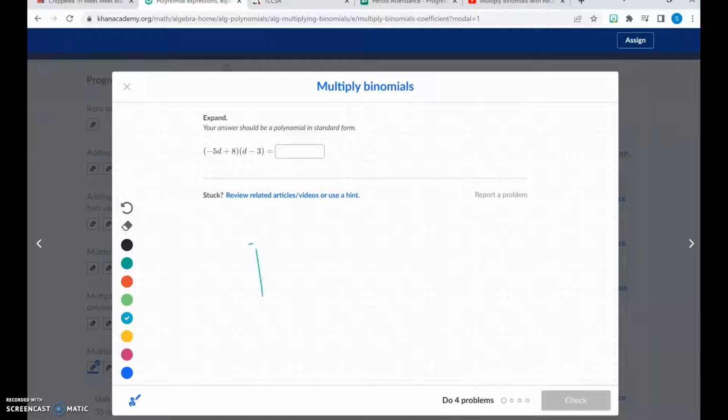This is our generic rectangle. It does not matter what side you put these on, but I have negative 5d plus 8, and then d minus 3. Then from here, you're just multiplying negative 5 times negative 5d. d times d would be d squared. So negative 5d squared. 8 times d is 8d.